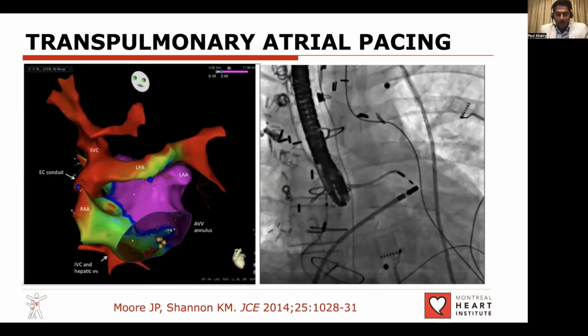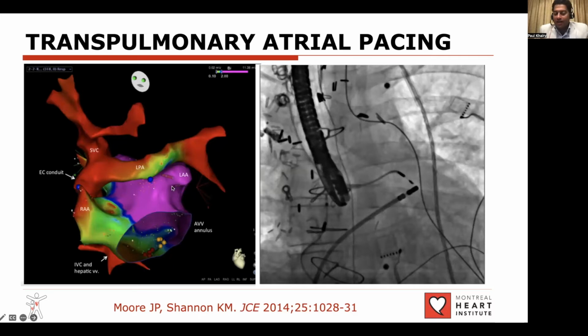This is a description from Jeremy Moore of transpulmonary pacing through the left pulmonary artery, and he beautifully here demonstrates the anatomy. You can see the pulmonary artery and how that courses just above the roof of the left atrium. And so the technique described here was to puncture across the floor of the left pulmonary artery, and then again puncture through the roof of the left atrium, just posterior to that left atrial appendage.